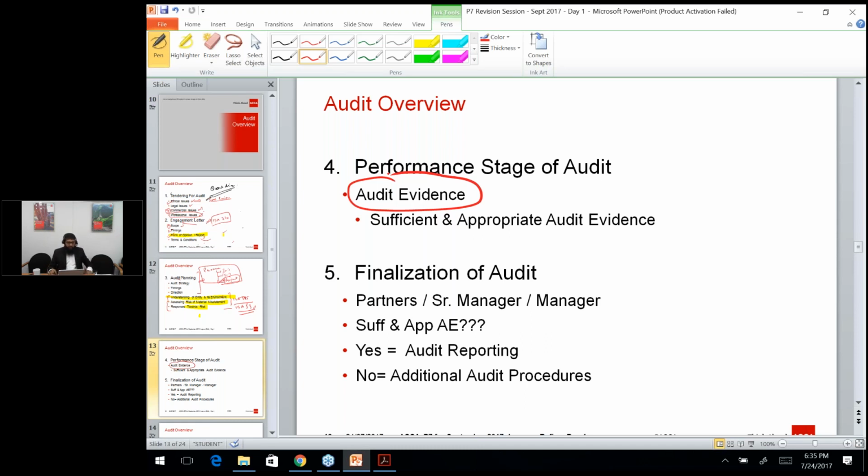So you see, the way audit progresses is you need to plan out for the audit. Once you have planned, the next step is the performance stage, where we perform the various audit procedures in order to gather the audit evidence. And once we have gathered the audit evidence, the next step moves into the finalization of the audit. At the finalization stage, your partner or your senior manager or your manager reviews the working paper for this client.